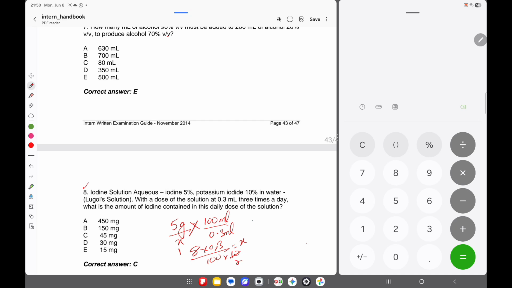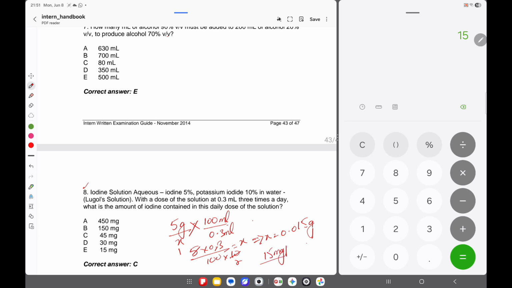Cancel the point, here comes 10, 2, so 3 divided by 200, implies that x is equal to 0.015 gram. We have to give the answer in milligrams, so we convert it into milligrams by multiplying with 1000, and it will be 15 milligrams.